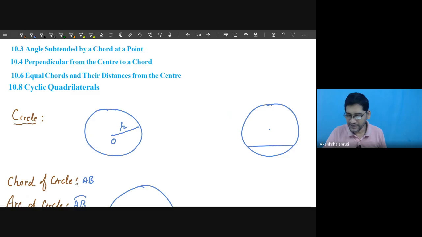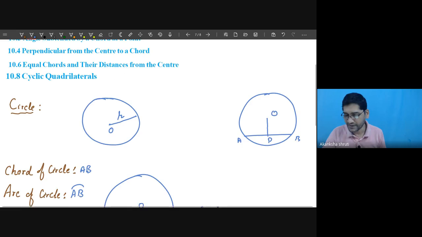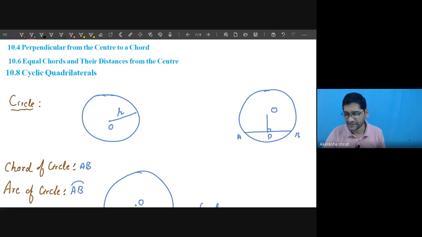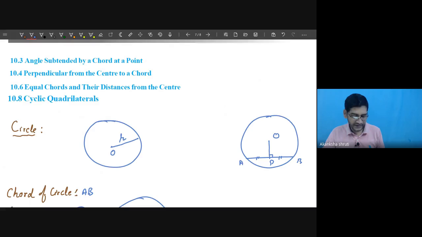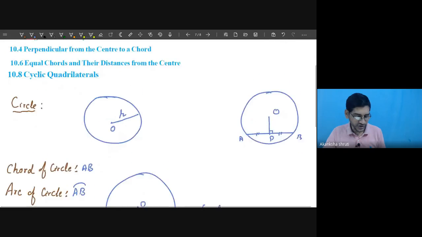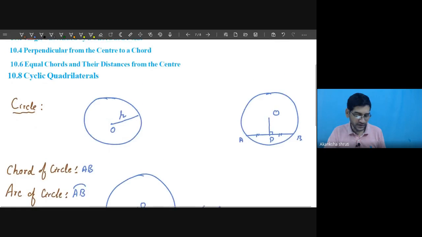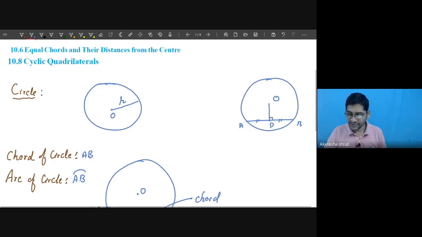So if we consider the chord AB, then we have to draw the perpendicular from the center over the chord. Consider this point as P. Then we will observe that this angle is 90 degrees and the chord gets divided into two equal parts, that is AP is equal to PB. This we will prove. Then we have to draw equal chords and their distance from the center.